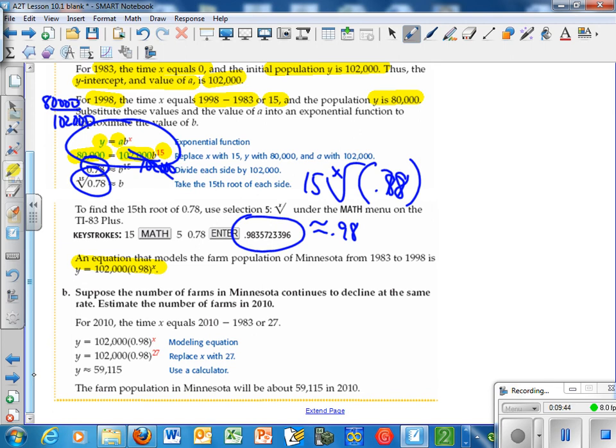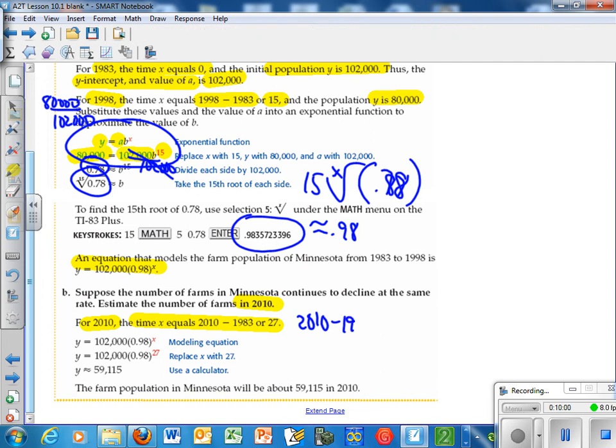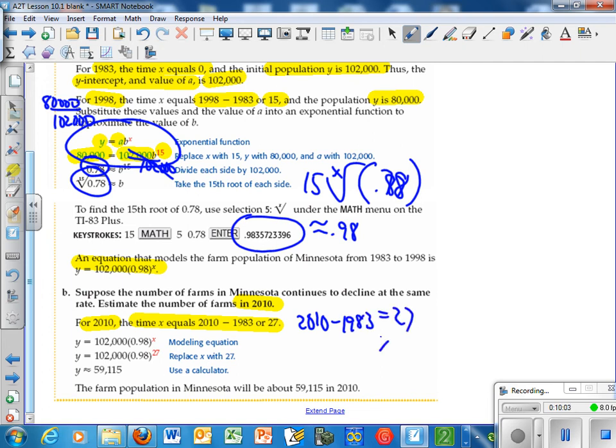Okay? So then they say, suppose the number of farms in Minnesota continues to decline at that same rate. Estimate the number of farms in 2010. Well, we have to figure out for 2010 what x is, and x, remember, is the number of years after 1983. So if you take 2010 and you subtract off 1983, you get 27. So x is 27. So notice how they put 27 right in here, and you'd have to do the power first, 0.98 to the 27th, and then multiply it by 102,000, and notice they rounded it off to the nearest whole number, so 59,115.